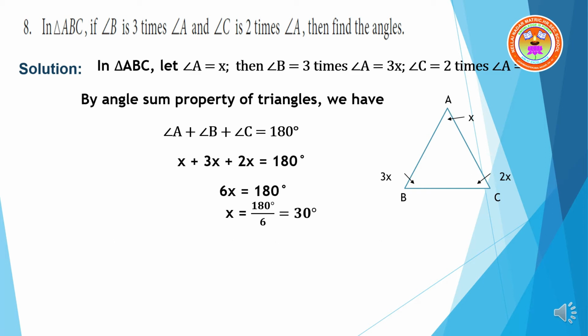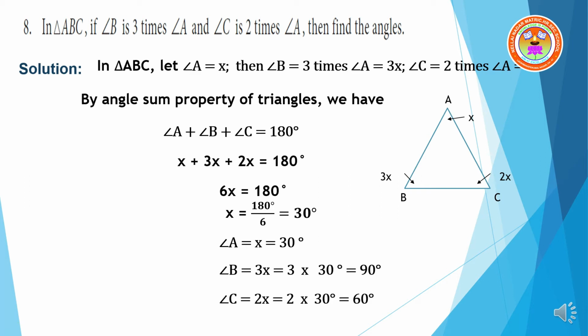Now we have found what is x, that is angle A is equal to x, that is equal to 30 degrees. Now with this we are going to find what is angle B and angle C. Angle B we have found as 3x, so it can be written as 3 into what is x? 30 degrees. So 3 into 30 will be equal to 90 degrees, which is angle B. Now angle C we have written as 2x. So 2 into, in the place of x we substitute 30 degrees. So 2 into 30 will be equal to 60 degrees. Therefore we have found out the values.